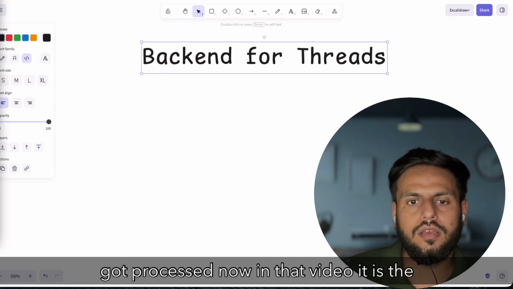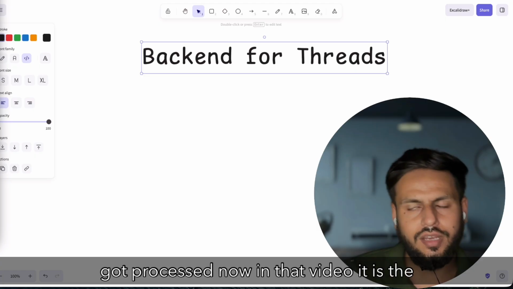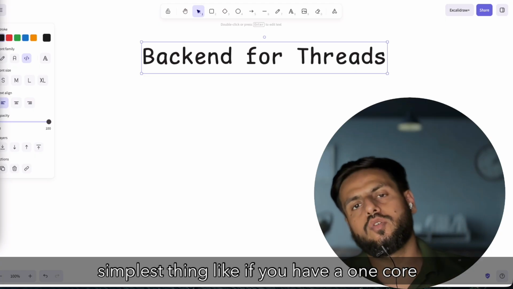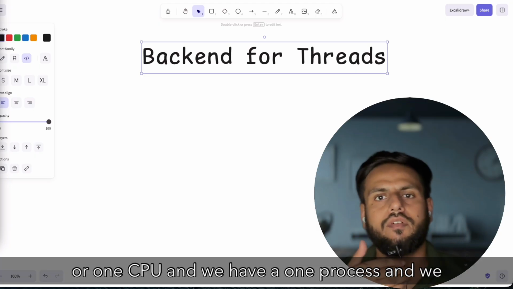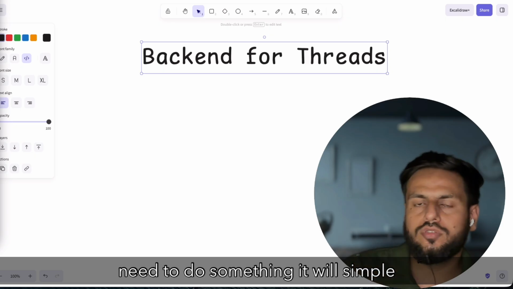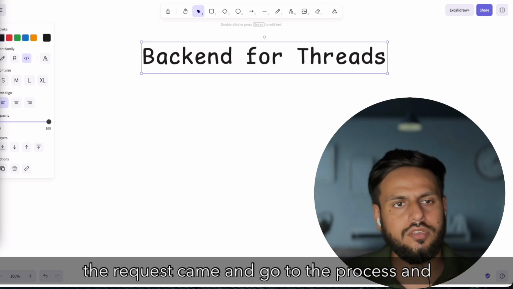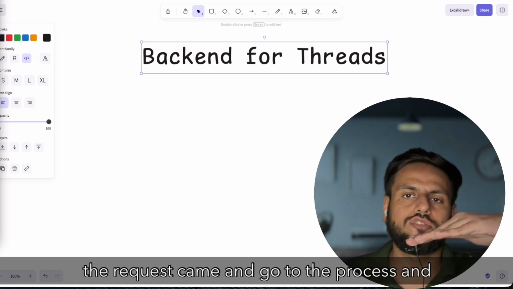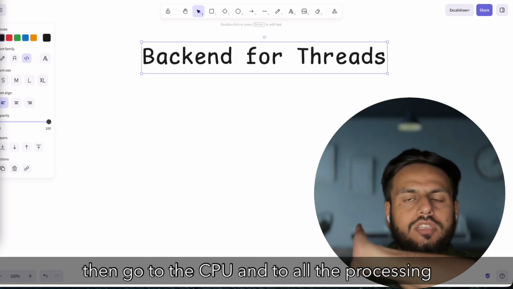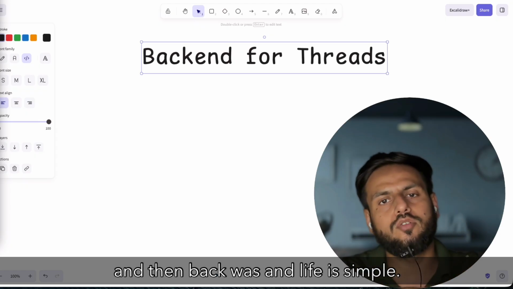Now in that video, it is the simplest case: if we have one core or one CPU and one process and we need to do something, it is simple. The request comes, goes to the process, then goes to the CPU, which does all the processing and gets back to us.